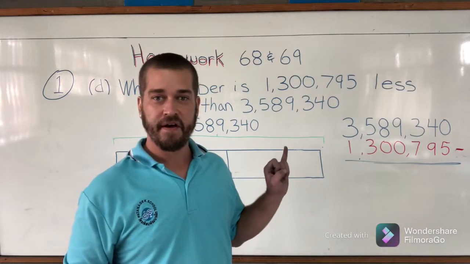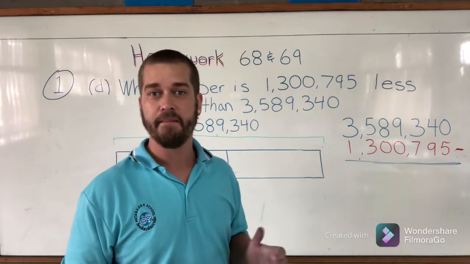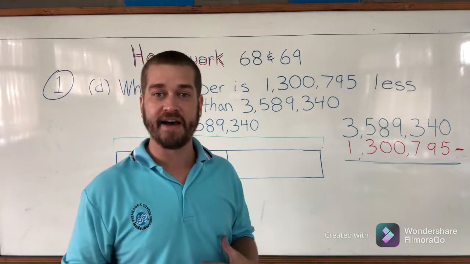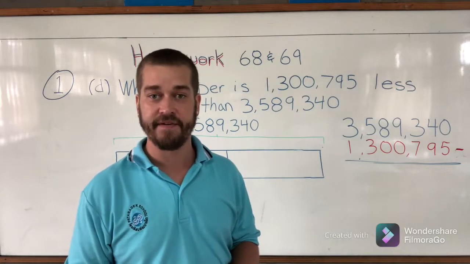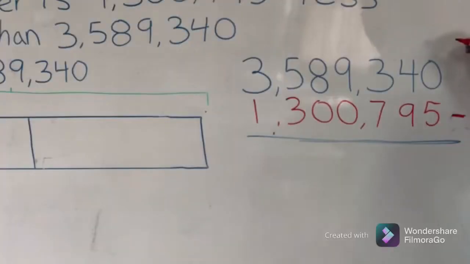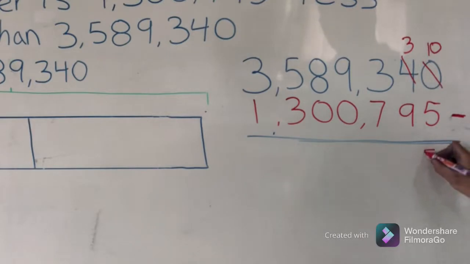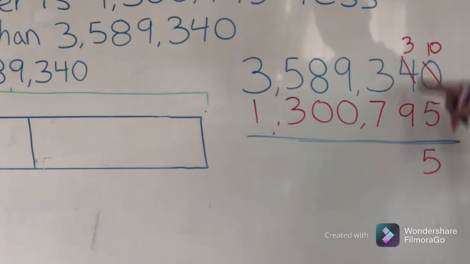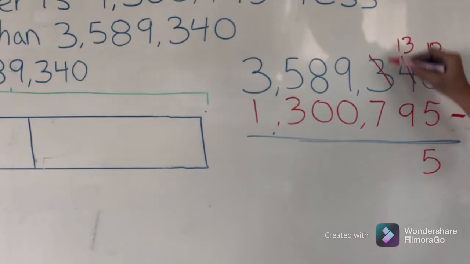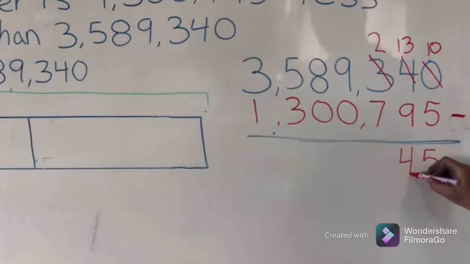So here we have this number, which is 3,589,340 minus 1,300,795. Always start at your ones. Can we take 5 away from 0? No, we cannot. So we're going to cross this out, make it a 10, steal from our tens place, and make it a 3. 10 minus 5 is 5. Can we subtract 9 from 13? No, we cannot. We have to borrow from our hundreds. 13 minus 9 is just 4.